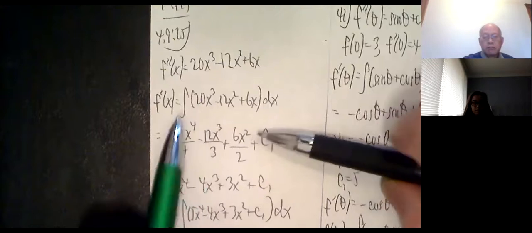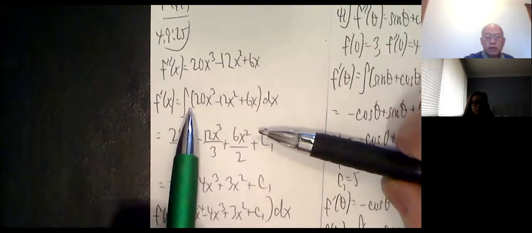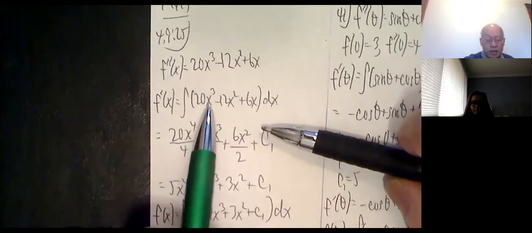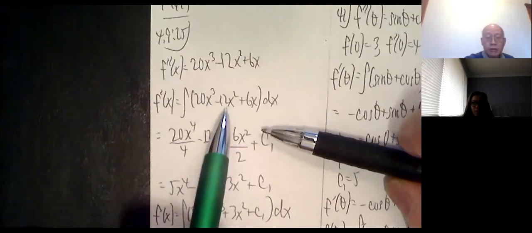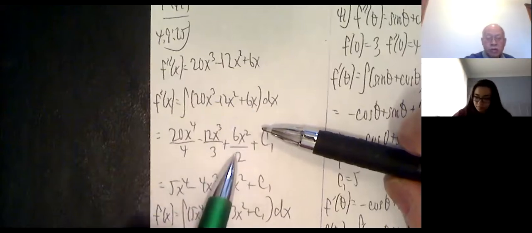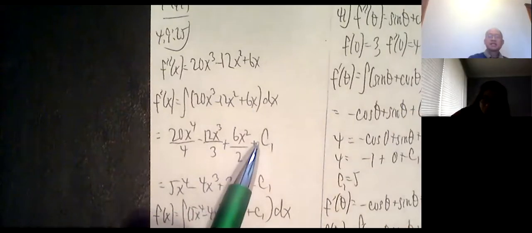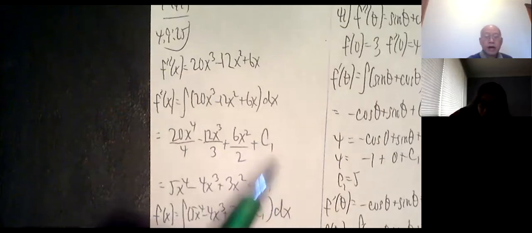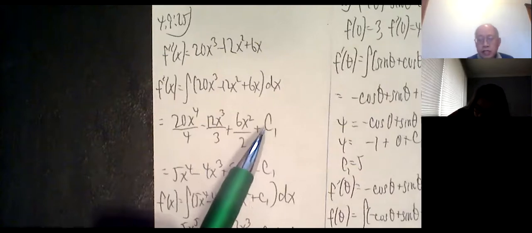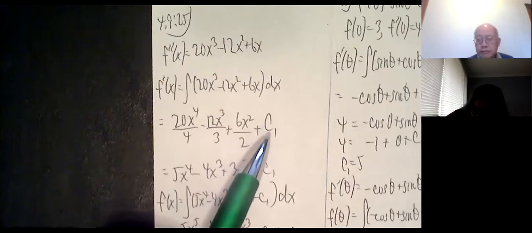Okay, power rule. Leave the coefficient alone, x to the fourth over 4. Minus 12, leave the coefficient alone, power rule, x cubed over 3. Plus 6, power rule, x squared over 2. Plus c1. Why the c1? Because I have to integrate again, and there'll be another constant. I should not just put c.